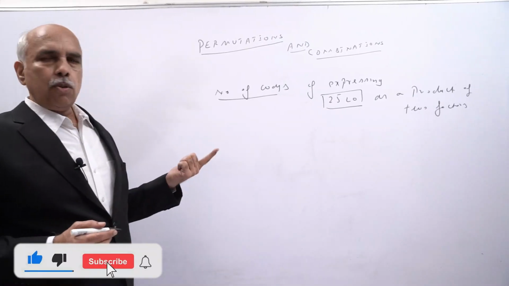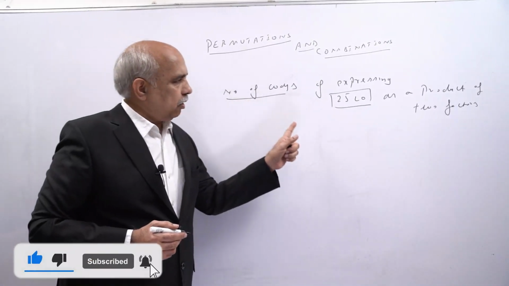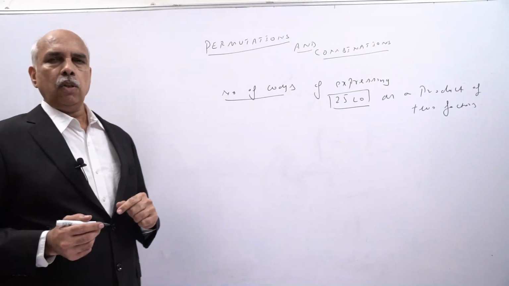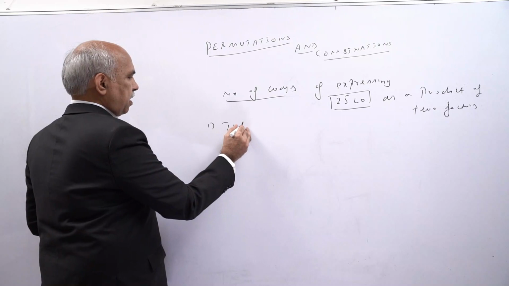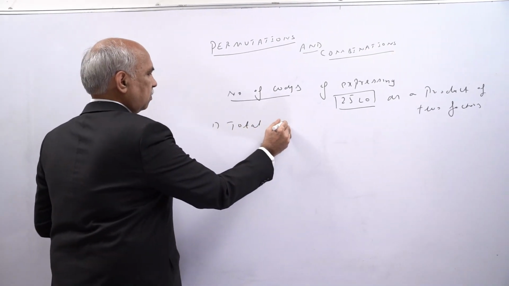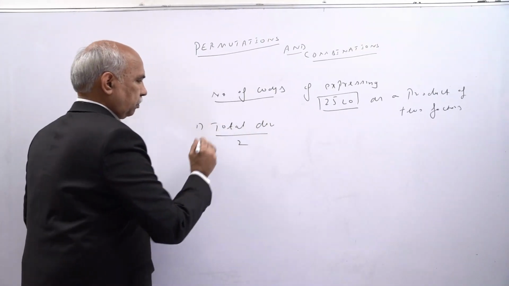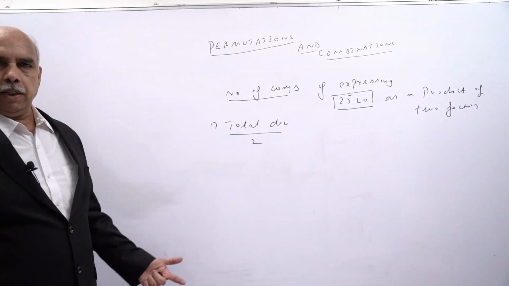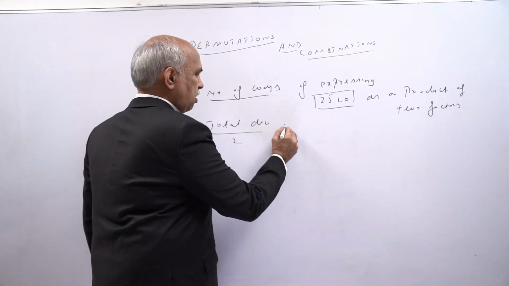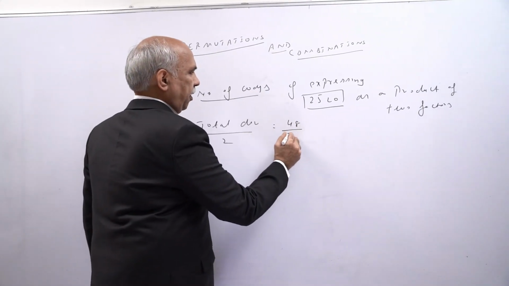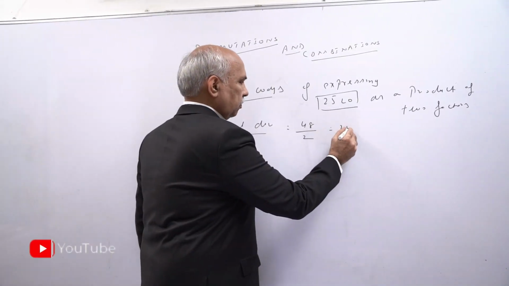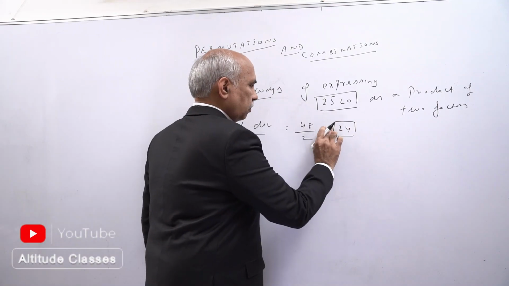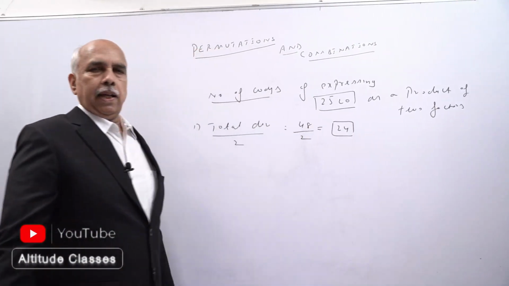So what do I have to do? The number of ways of expressing 2520 as a product of two factors is nothing but total divisors divided by 2. We already know the total divisors for this question, which is 48, divided by 2 is equal to 24. This will be the answer.